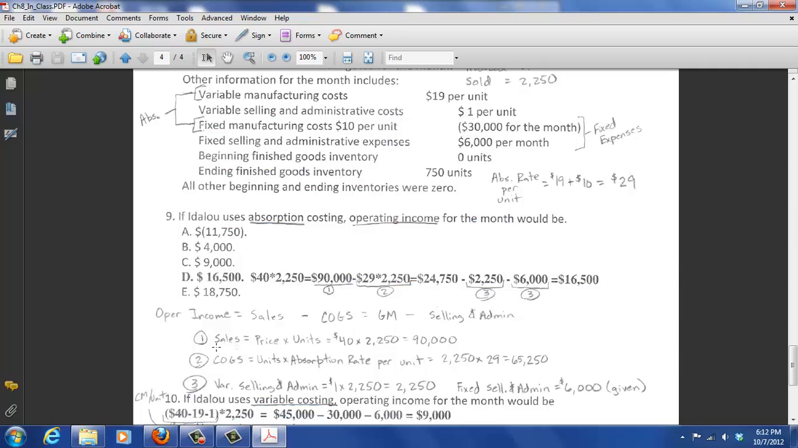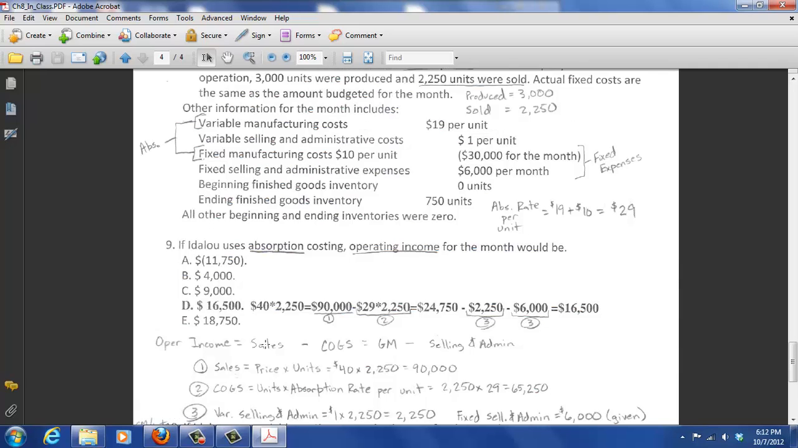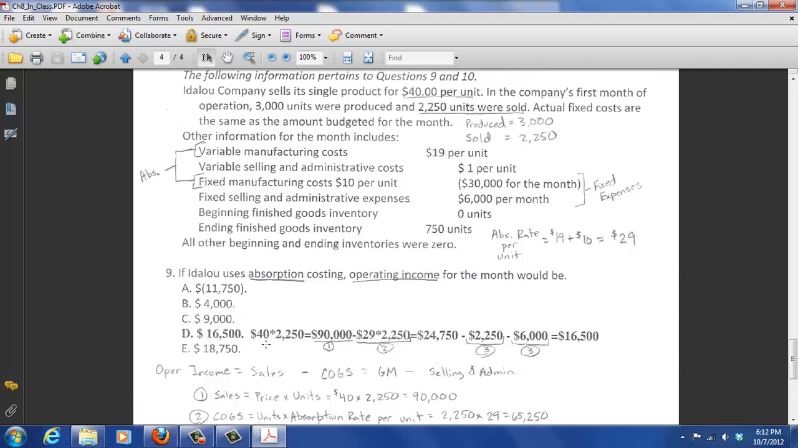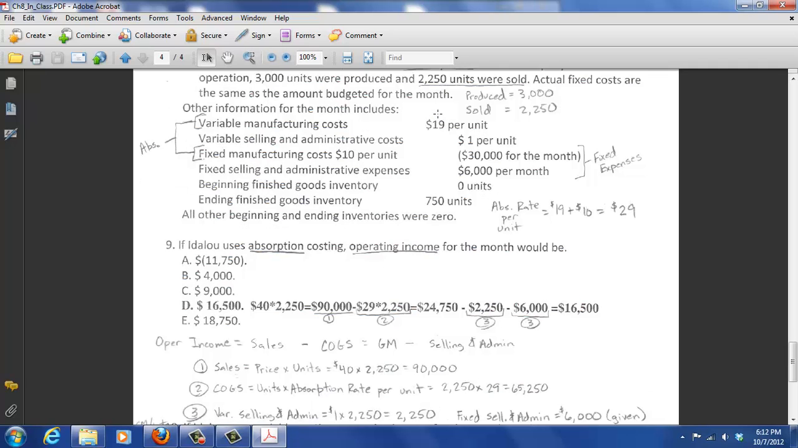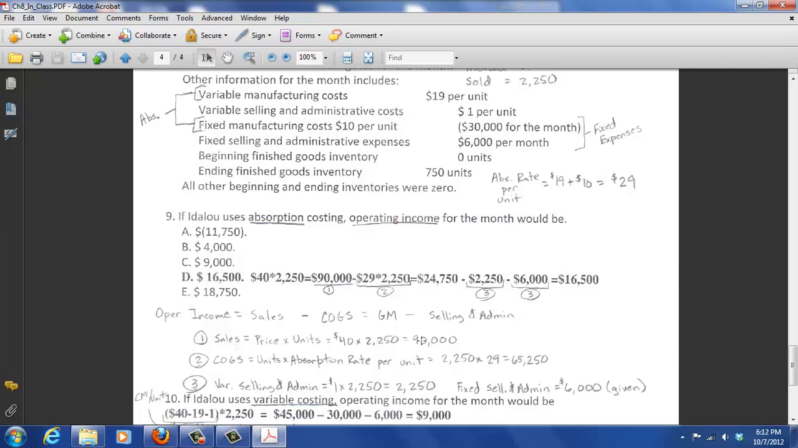So in this case, sales is going to be your price times the number of units. And we're told both of these particular pieces of information in the problem, $40 per unit, 2,250 units are sold. So that gives us our sales of 90,000. And you can see that number 1 right here in the solution.